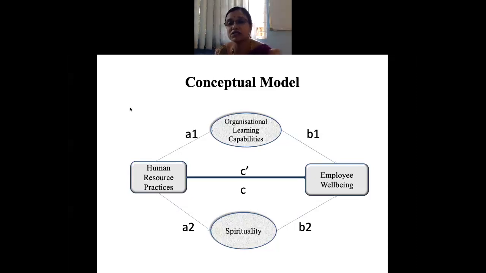They are all paths, so the direct path and the indirect path. A2, B2 will be your indirect path using spirituality as a mediator. A1, B1 will be the path using organizational learning capabilities as the mediator, and C is the direct path. So we are trying to find out what is the direct effect and the indirect effect. Now that I have shown it in the form of a conceptual model.